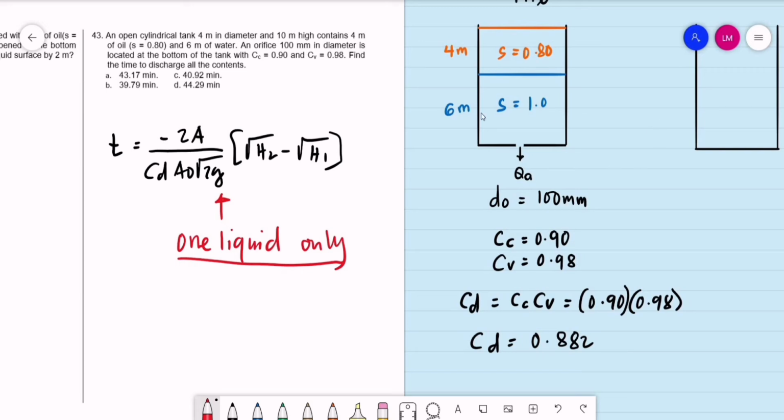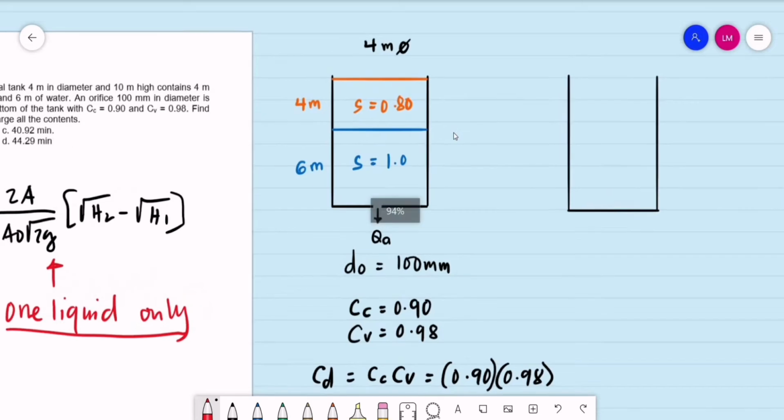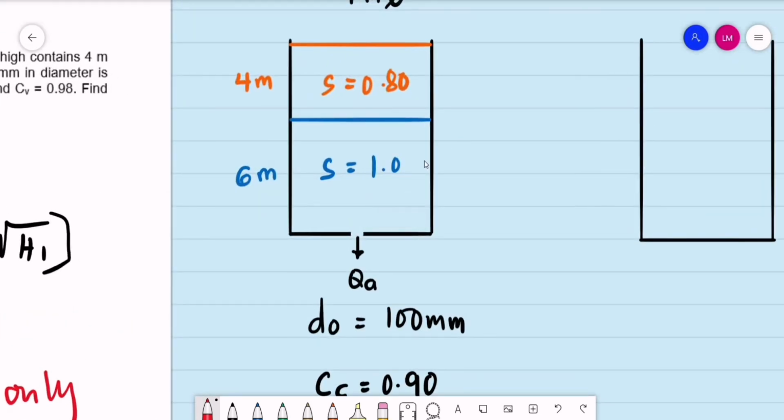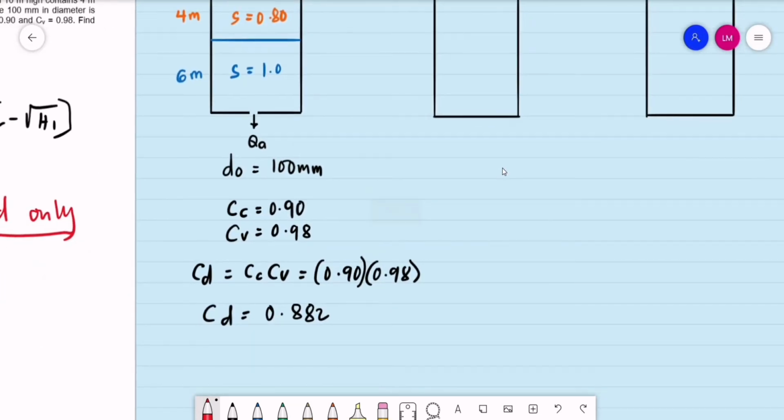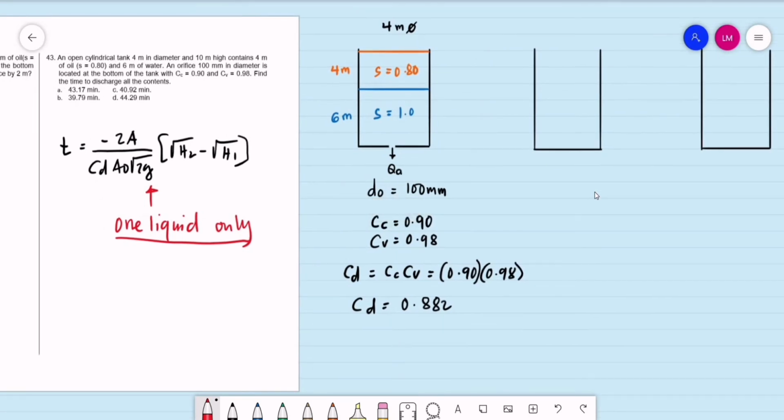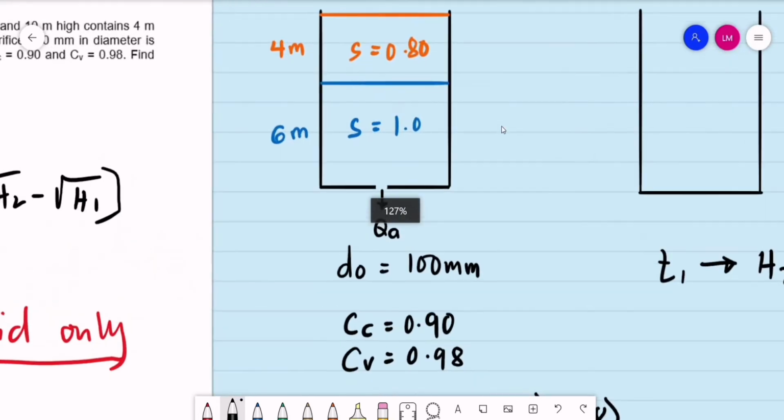Kaya lang dito kasi is composed tayo ng tubig at saka oil. So, ang una nating gagawin, hindi natin makukuha yung total time agad-agad. Kailangan separate. Let's say this is time number 1. Ito yung time para maubos yung unang mauubos, yung tubig, since yun yung nasa ilalim. So, time number 1 to discharge all the water only. Kaya, dapat gawin natin na isang liquid lang ito.